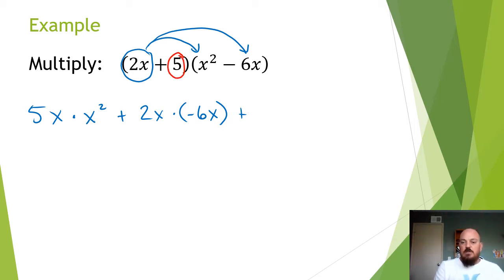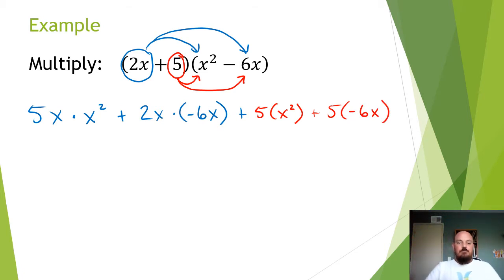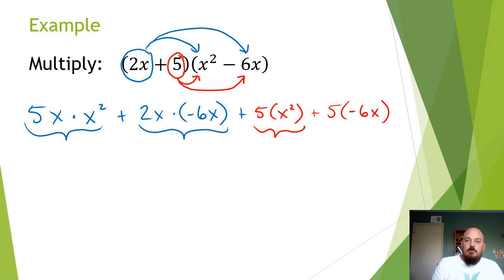Now I'll put my arrows underneath just to make it a little easier to see. But when I distribute the 5, I do 5 times x squared and 5 times negative 6x. So I'll do plus 5 times negative 6x. So what you have is 4 separate problems where you're going to be multiplying terms, and for each one of them, here, here, here, and here, remember the rules we just talked about when we were first multiplying terms and then the distributive property.